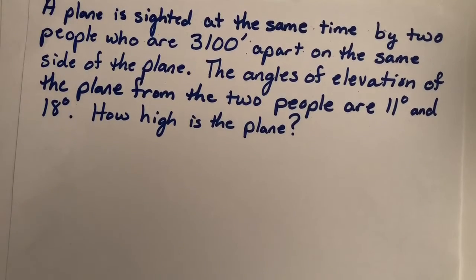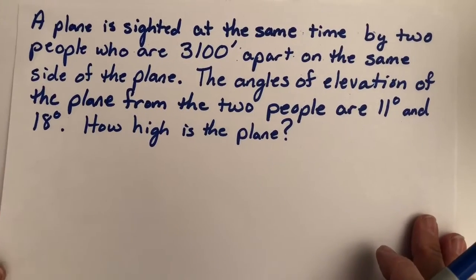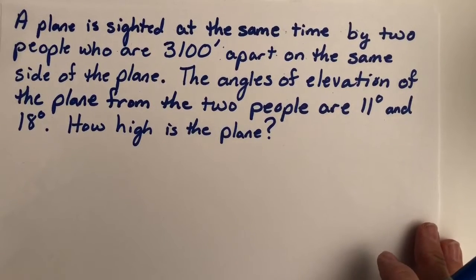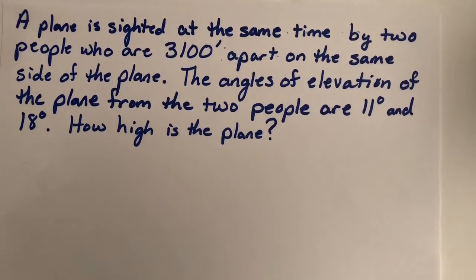We're going to solve a word problem using the law of sines. So here's the problem. A plane is sighted at the same time by two people who are 3,100 feet apart on the same side of the plane. The angles of elevation of the plane from the two people are 11 degrees and 18 degrees. How high is the plane?